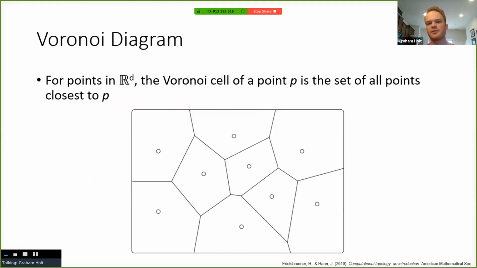And so one concept that's going to be really useful, again, these things I'm not going to try to define super formally. I'm just going to give you a sense of what they are. The Voronoi diagram, or a Voronoi cell for a point, is the set of all points that are closest to that point. So it's an interesting way to partition a space. And so here I'm showing you an example of a Voronoi diagram in 2D.